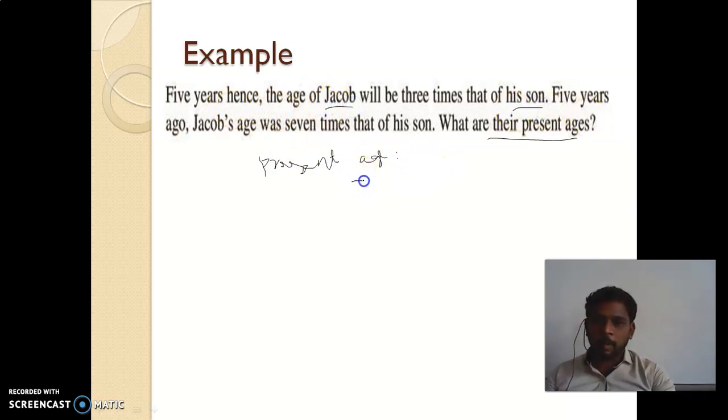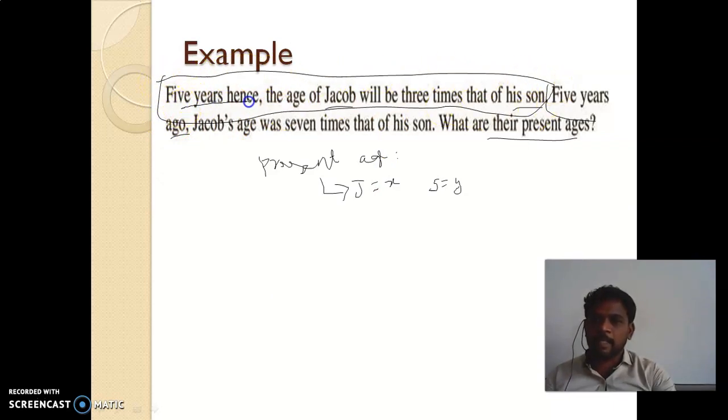Now I am going to take Jacob's age as x, and his son, S for son, so son's age as y. So this is the present age of both. And 5 years ago means before 5 years. And here is one more piece of information, that is the first information.